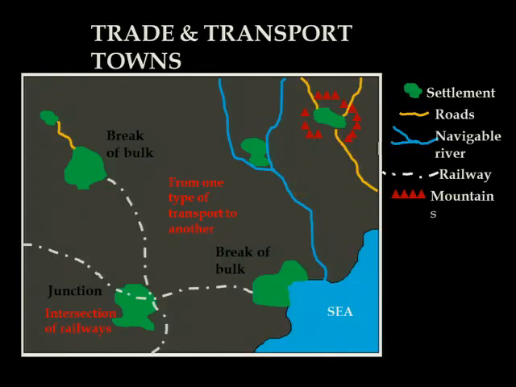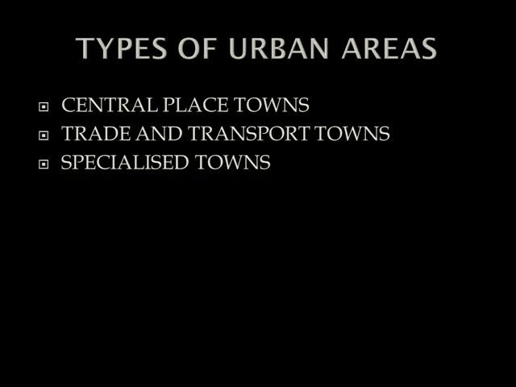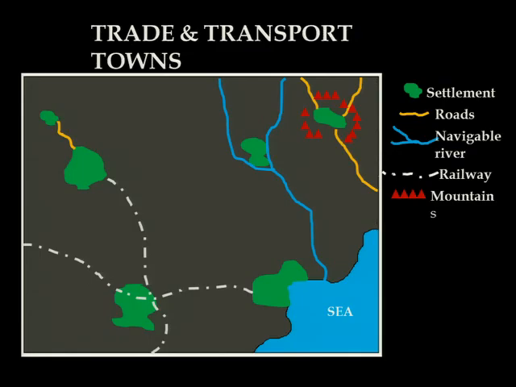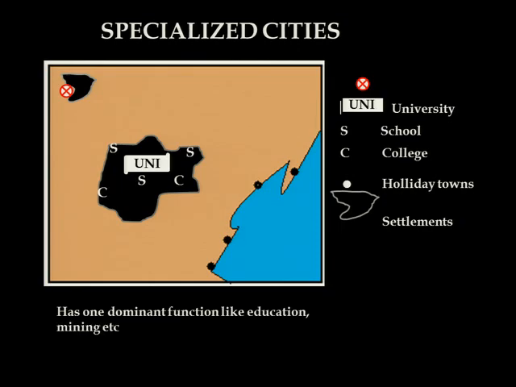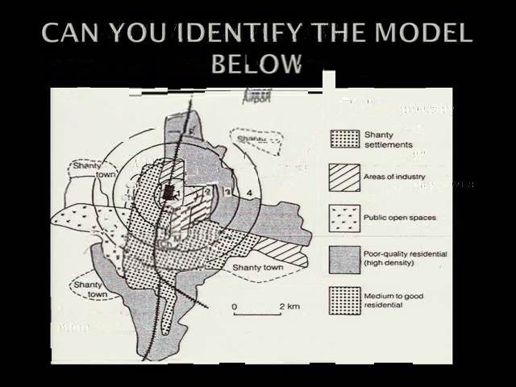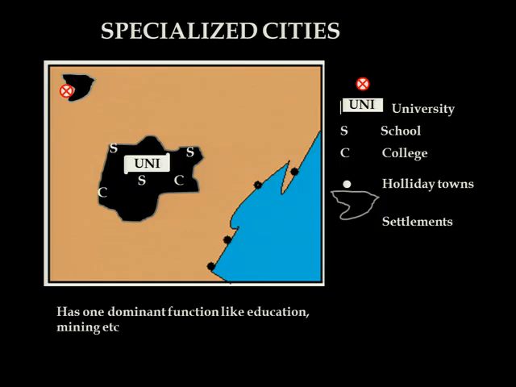So what are we doing now? Let us just recap. We said we have different types of urban areas. We said there are central place towns, and trade and transport towns. Our trade and transport towns include break of bulk points, junction towns and gap towns. And lastly, we said we also have specialized cities. Now, with that, I think we need to move on.